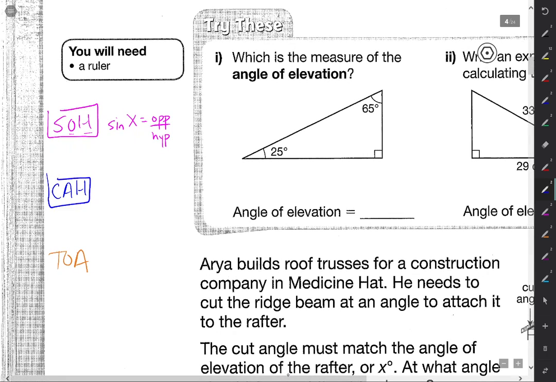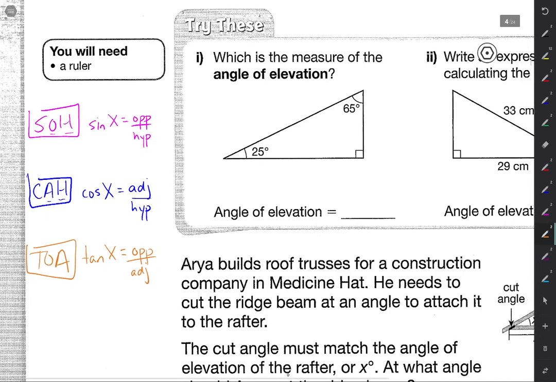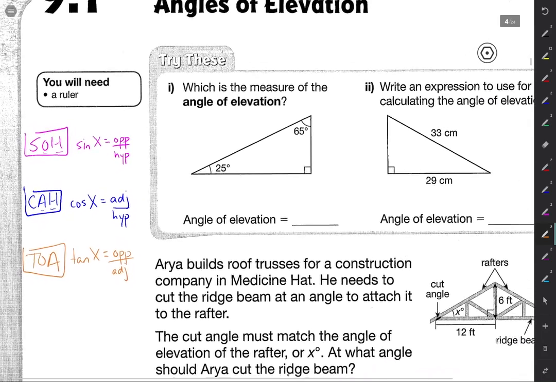The C stands for cosine, so I'll put the cos of x. So cos of an angle is equal to the adjacent side, that's the A, over the hypotenuse, which is the H. And then finally, TOA, the T stands for tangent, so I'll put the tan of x is equal to opposite over adjacent. So we're going to be using these trig ratios to solve questions on this topic. But first, let's try these at the top.